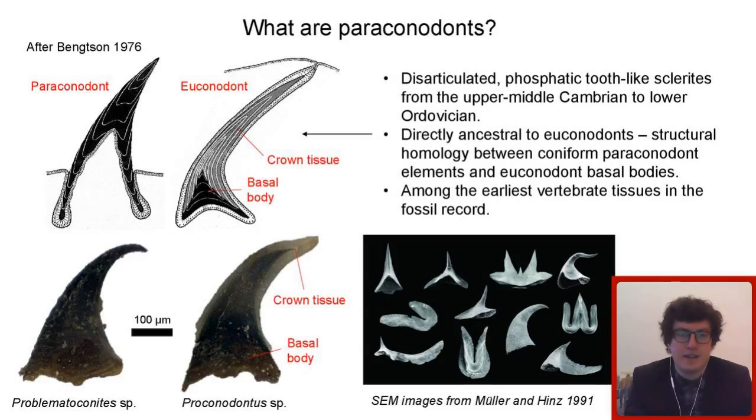They're thought to be directly ancestral to euconodonts, or conodonts as most people know them, based on the structural homology between coniform paraconodont elements and euconodont basal bodies, with euconodonts differing with the addition of a phosphatic crown tissue, which I've illustrated with some real samples at the bottom on the left there. So as a result of this, paraconodonts are thought to be among the earliest vertebrate tissues in the fossil record, and can therefore act as vital tools to help us study diversity and biology of the earliest vertebrates.